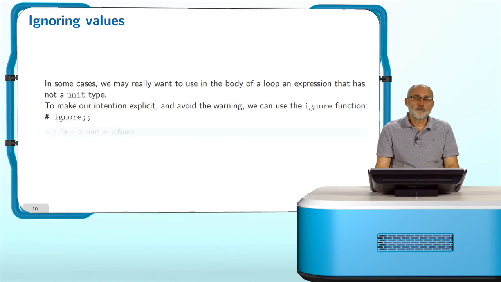Well, finally, let me remark that in some cases you may really want to use in the body of a loop an expression that does not have a unit type. Well, there is a predefined function ignore, which is of type alpha arrow unit, that you can use to wrap this value and transform it into something of type unit and avoid the warning. But at this point, your intention of ignoring this particular content has been made explicit.